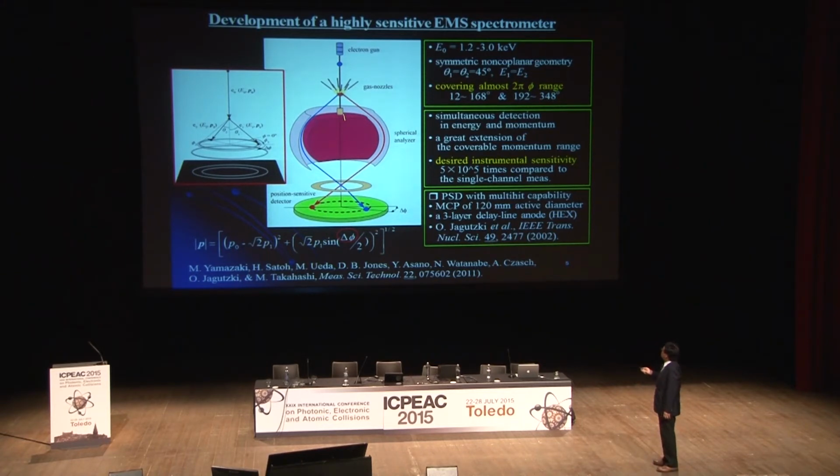Briefly, electron impact ionization occurs where an incident electron beam of 1 keV or higher collides with a gaseous target from a gas nozzle. Two outgoing electrons emerging at scattering angles of 45 degrees are dispersed by a spherical analyzer and then detected with two large-area position-sensitive detectors. Since the spherical analyzer maintains the azimuthal angles of the two outgoing electrons, both energies and angles can be determined from their arrival positions at the detectors.